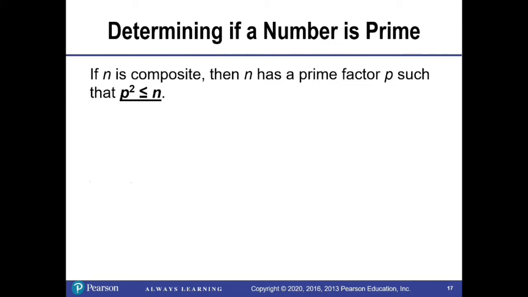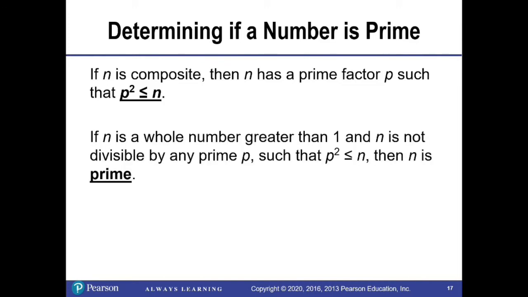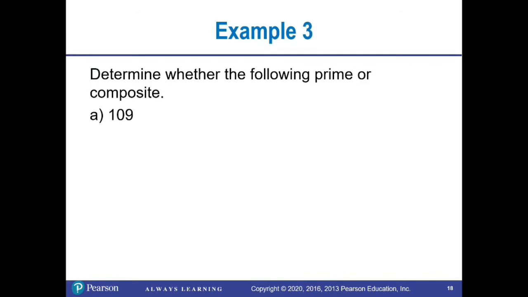Now, how do I know if a number is prime or composite? Well, I think about this inequality. P squared is less than or equal to n. Now, P is a prime factor. So if our number has a prime factor such that P squared is less than or equal to n, our number, then our number is composite. Now, if I list all the prime factors such that P squared is less than or equal to n, and none of them divide our number, then our number is prime. So here's how this works.